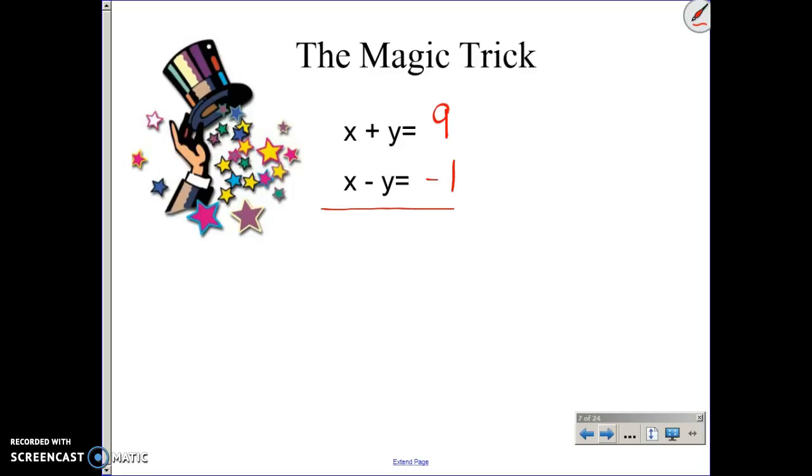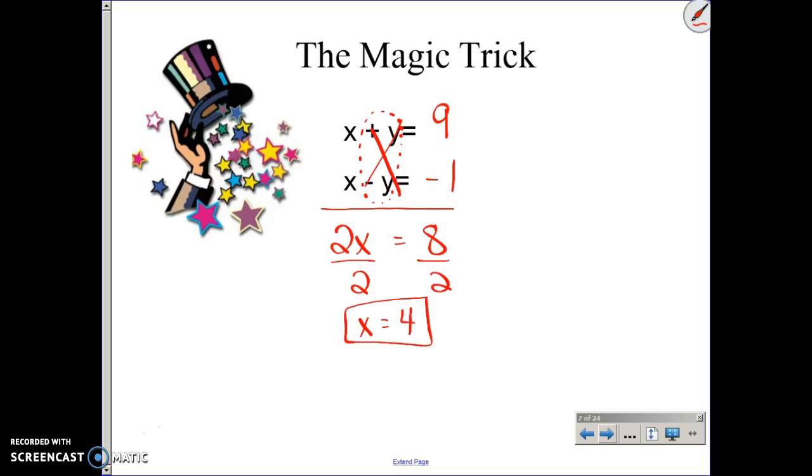When I put them together, though, looky here, I can actually eliminate the Y's. When I do that, I have 2x equals 8. When I divide by 2, I get that x equals 4. The trick that I was using in my head is that if you take the sum of the two numbers and you combine it with the difference, so 9 plus -1, I get 8. If I split that in half, that gives me one of the numbers. Well, in my head, I could easily figure out that 4 plus something equals 9. That something must be 5.